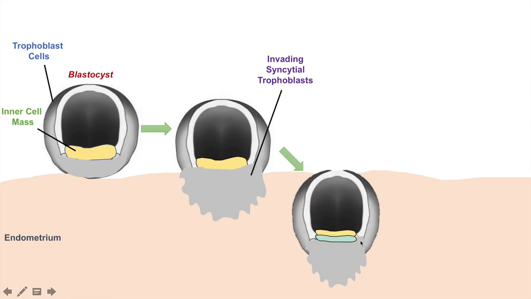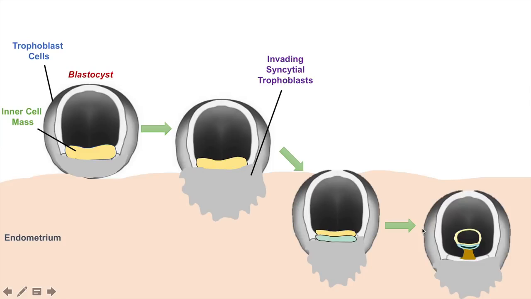Now the inner cell mass will begin to differentiate into two layers. That bilaminar disc we were talking about earlier, those two layers will continue to develop and will form cavities within each other. And these two layers will be connected to the rest of the cells via something known as a connecting stalk. This will allow those two layers to stay connected to the rest of the organism, including the trophoblast cells.